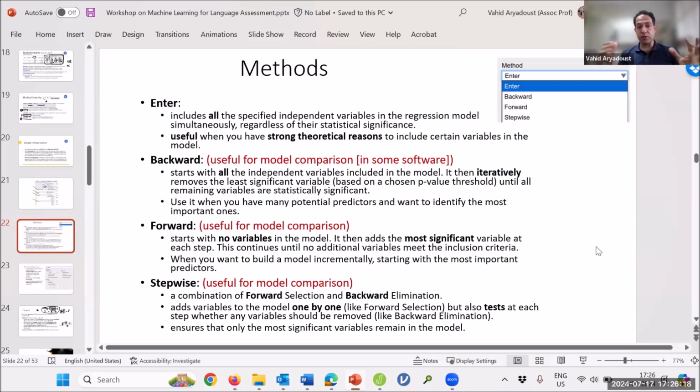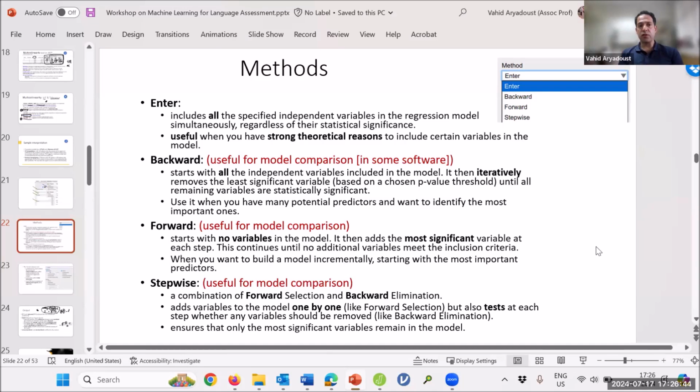And finally, the stepwise method is a combination of forward and backward. How do you do this? We add variables to the model one by one, and that's forward selection. But also, we test them at each step to figure out whether any variables should be removed or not. That's like going backward. And we arrive at some models.